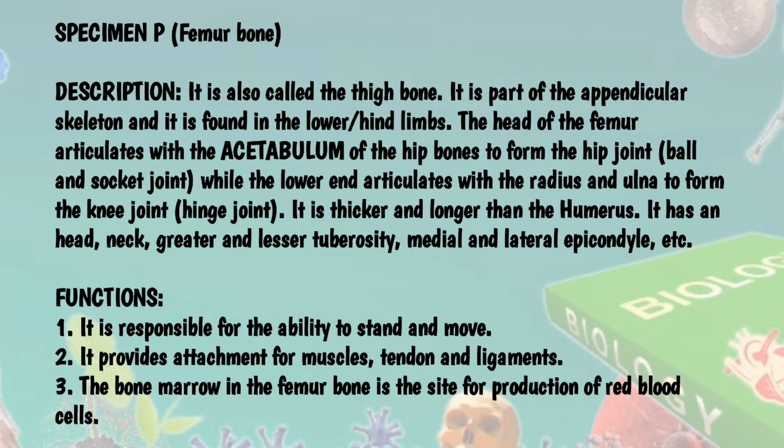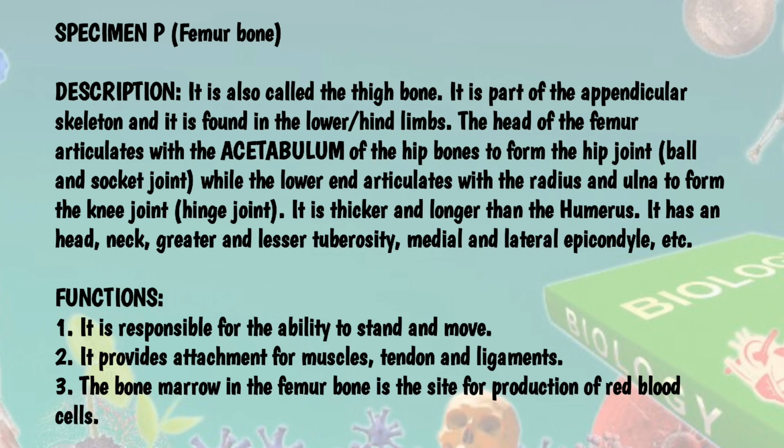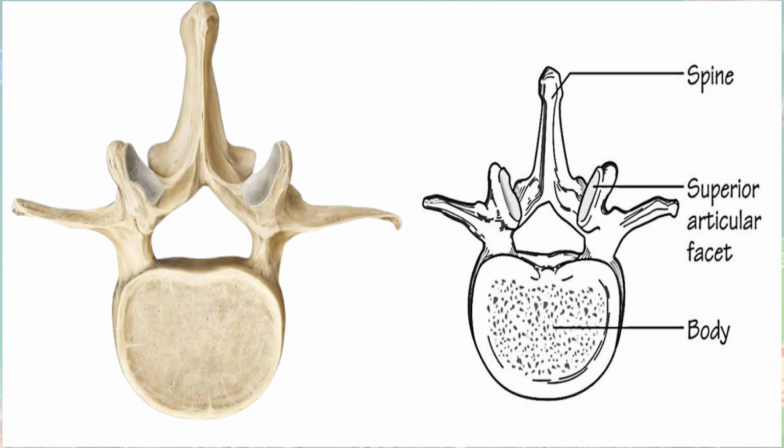So for the function, just like other bones, it provides support. It gives us the ability to move and stand. It provides attachment to muscles, tendons, and ligaments, and also, being a long bone, the femur bone has what we call a red bone marrow area. It helps in production of what? Red blood cells.